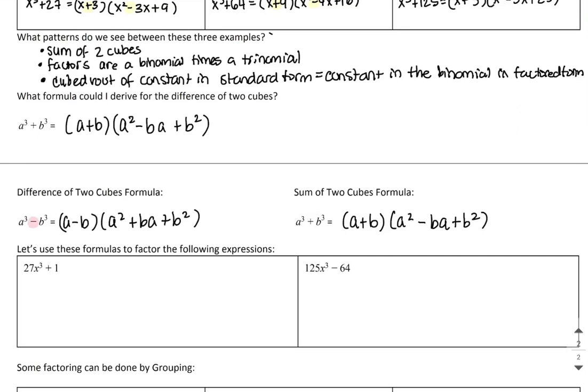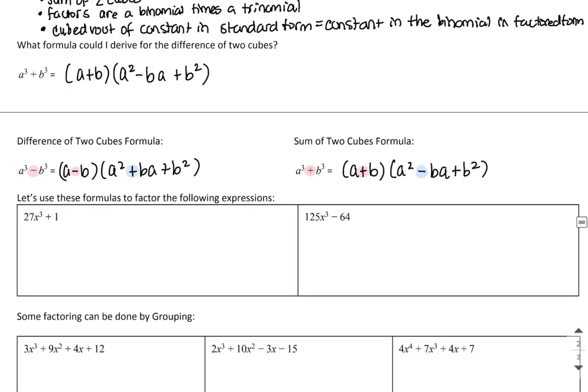If I have subtraction, I have subtraction in the binomial. If I have addition, I have addition in the binomial. If I have subtraction, I have addition here between my a squared and my ba. And if I have addition, I have the opposite, subtraction in between the two. And those are the two formulas you need to know when you see the difference of two cubes or the sum of two cubes. I'm going to practice using them.